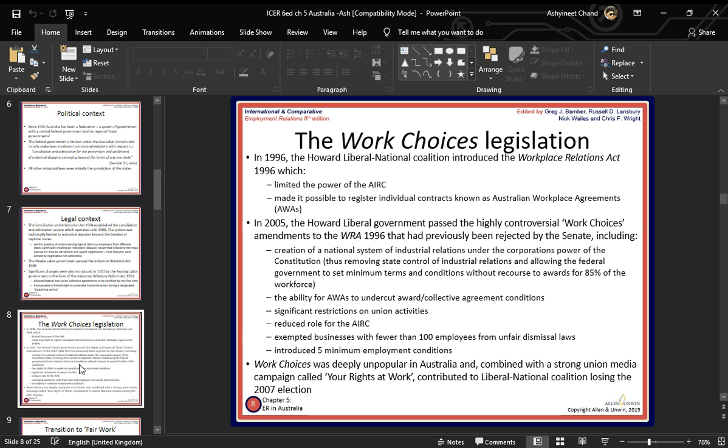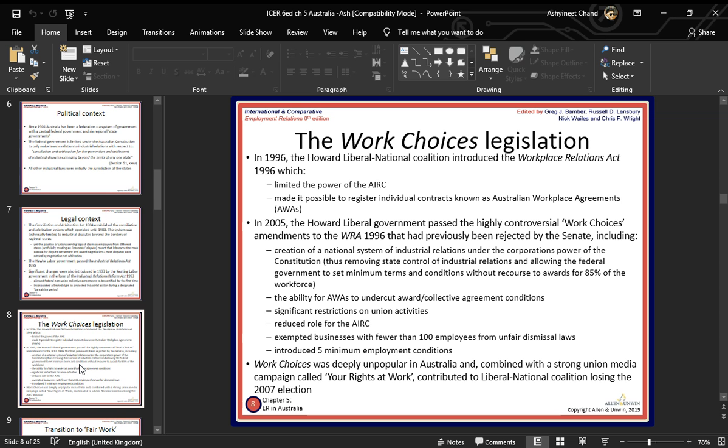Before going to 2005, until 1996, individual workers did not have contracts. There were just collective contracts or collective agreements. After the collective bargaining process, you ended up with the collective agreement, also sometimes called the award. So after 1996, this Workplace Relations Act made it possible for individual workers to have individual contracts known as AWAs, Australian Workplace Agreements.